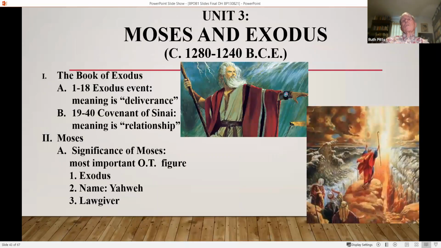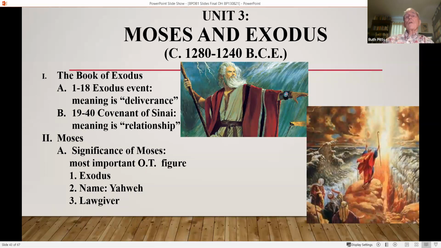Okay, let's go ahead. Moses and the Exodus. So the book of Exodus 1 through 18 is the Exodus event. It simply means deliverance or exiting or leaving Egypt. And then the next half of the book has to deal with the covenant of Sinai and the idea of this relationship or covenant that is what we call the Mosaic covenant.